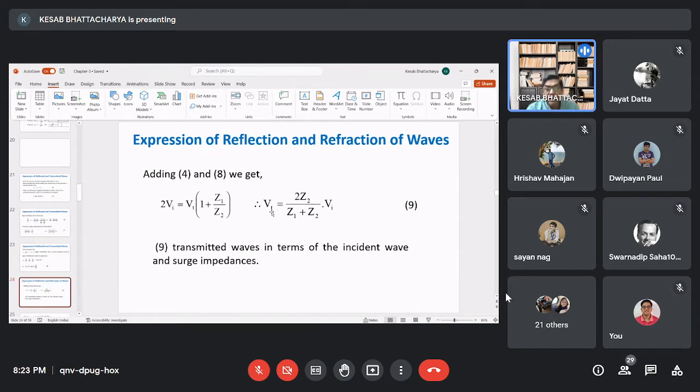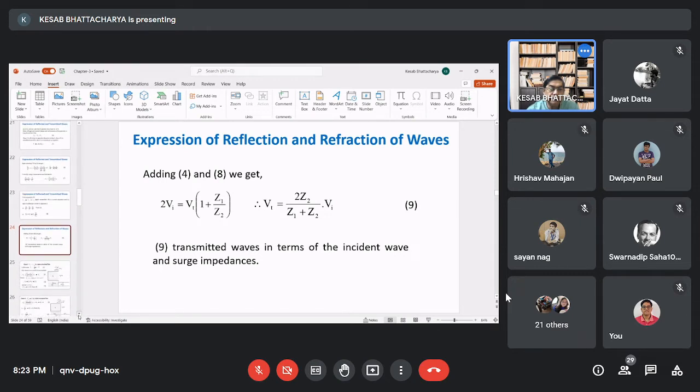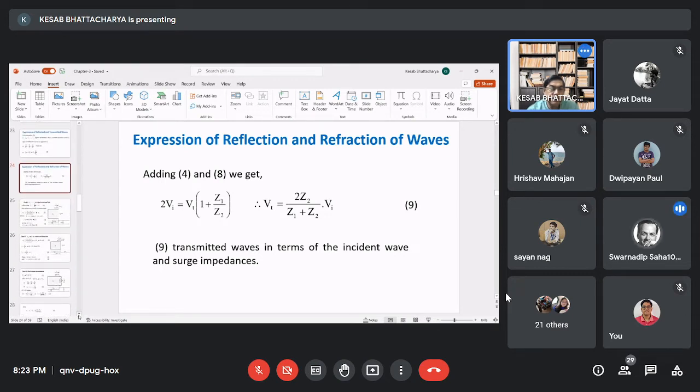From where we can write Vt is equal to 2 into Z2 by Z1 plus Z2 into Vi. Let that be our equation 9. So we have been able to express all that VR, Vt, etc. in terms of Vi and also the surge impedances. Is it clear? Up to equation 9. Yes, sir.